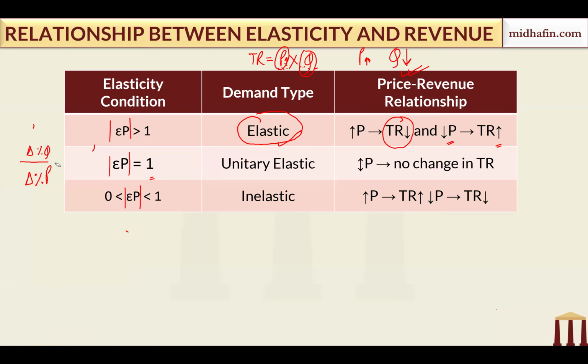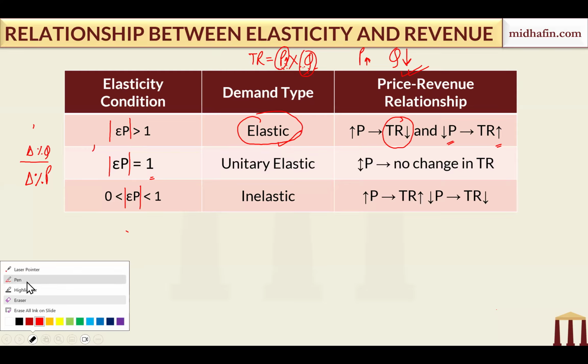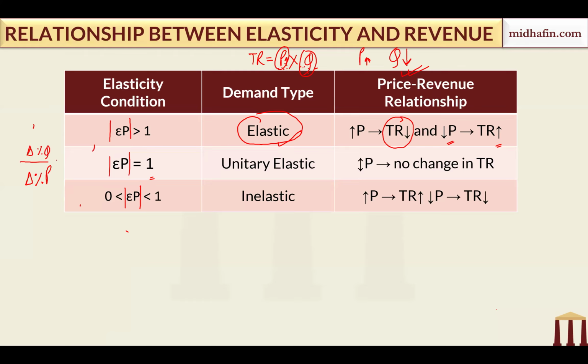This is where I think they should have written minus 1. They should have at least written mod. Again, the candidates will misinterpret if they read the prerequisite reading directly from the book. They will think that elasticity is actually greater than 1. No, we all know that own price elasticity is equal to a negative number. So it is equal to minus 1.